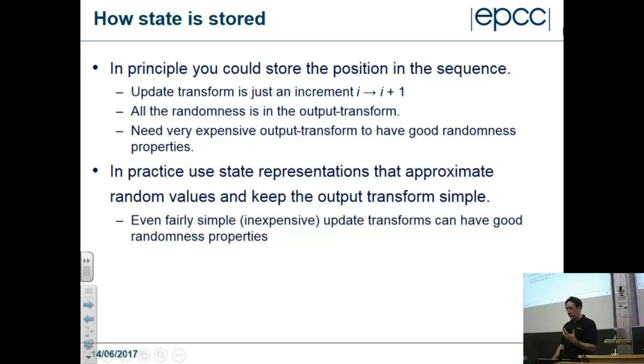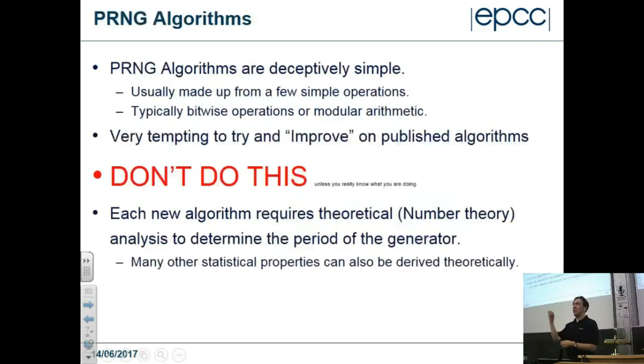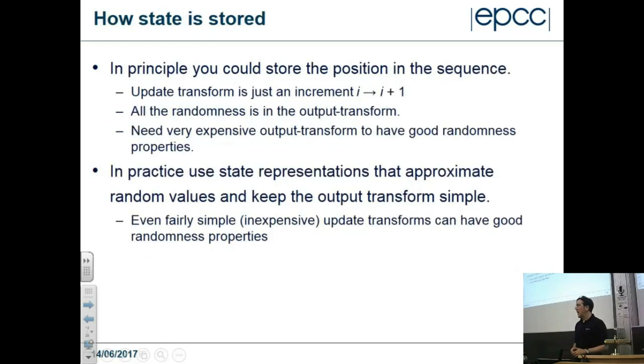Again, because there's this two-state process, you have an internal state, an update rule, and then a transformation to produce the final number. You could swing between two extremes. The update transformation could just be a single update I to I plus one. You just label what random number you generated, the first, the second, the third, the fourth in the sequence. And then you can have a very complicated transform which takes that and puts it into an output number that looks random. But typically, in practice, the output transformation is simple, and we have a much more complicated internal state representation.